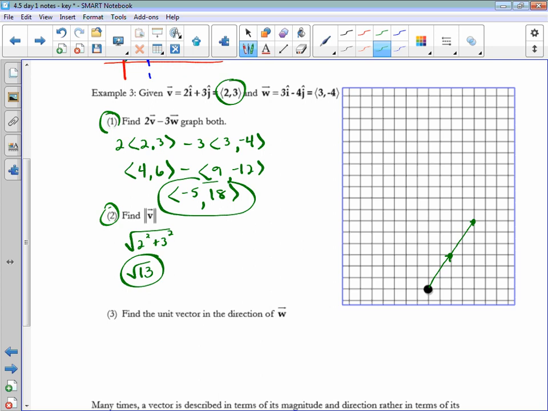Then it says minus 3w. So if you look at w, it looks like to the right 3 and down 4. Since it says minus, what do you think I'm actually going to do? Negatively. Tell me where I'm going. Right, so you're going to go left 3 and up 4 each time. That's what the subtraction sign is doing. So, count left 3, up 4. And we have to do that 3 times.